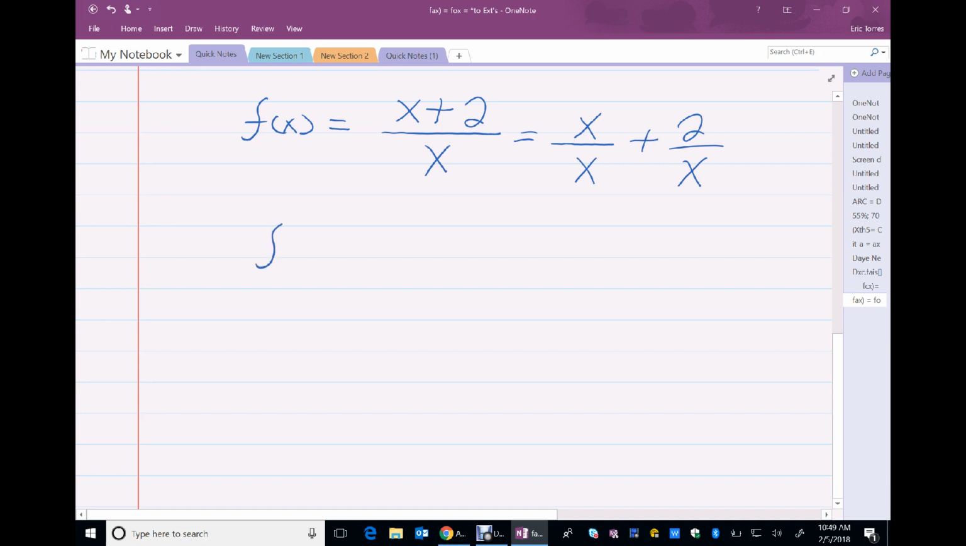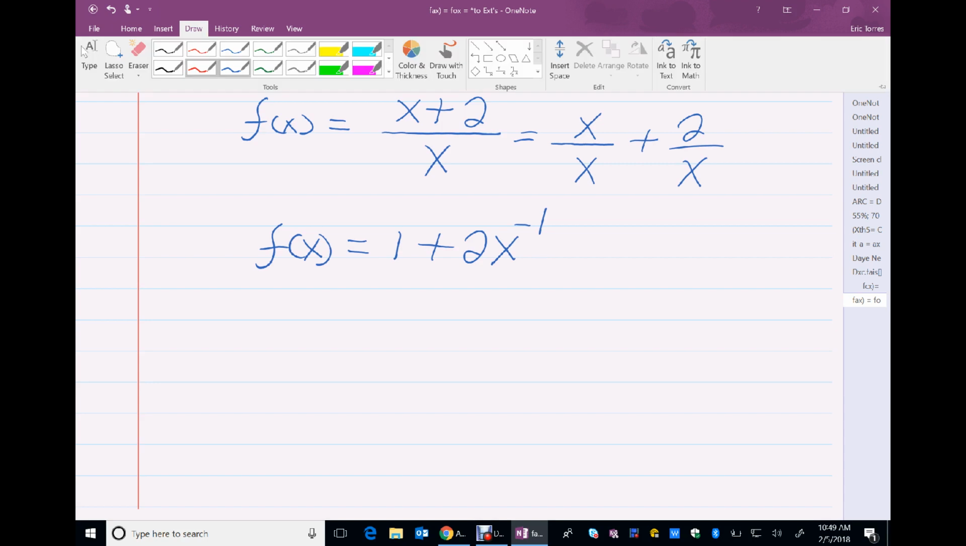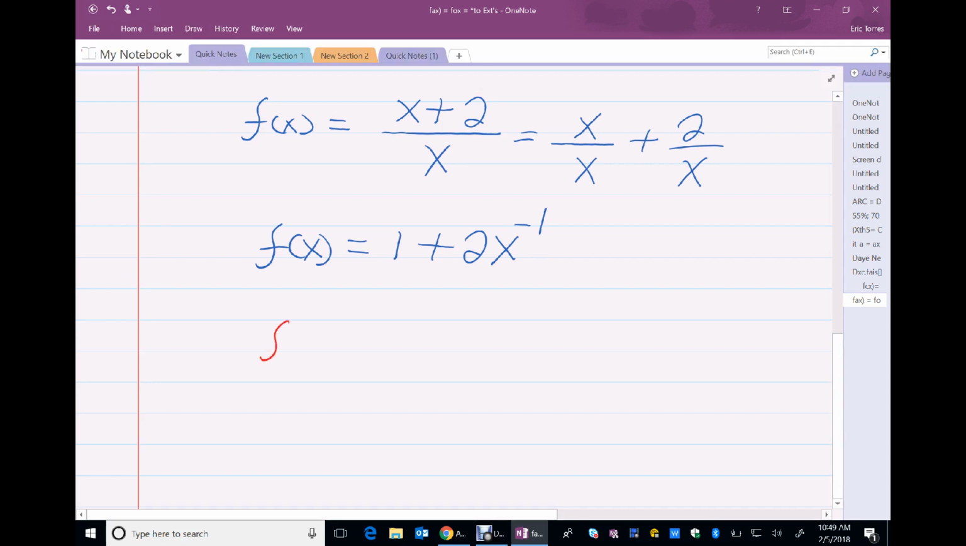I can rewrite this as 1 plus 2 times x to the negative 1. Now, when I take the derivative of this, what I'm looking at is f prime of x. The derivative of a constant is 0. Now I have a power function, so I'm going to bring out the exponent and multiply it. And I'm also going to subtract 1 from my exponent, so negative 1 minus 1 will give us negative 2.